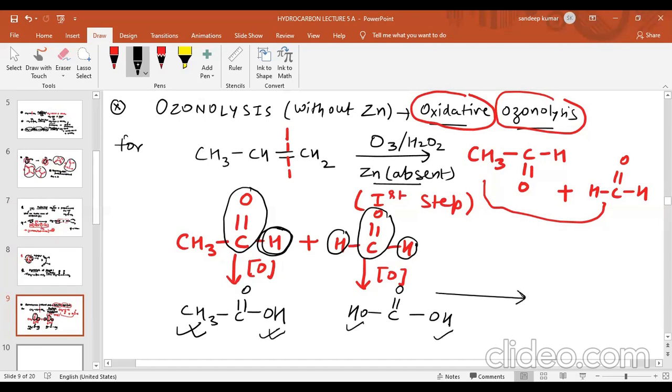Now we know this is carbonic acid, H2CO3, and H2CO3 breaks into H2O and CO2. So CO2 gas will be obtained. So always remember this process of oxidative ozonolysis. Therefore, the product obtained is like this. Now I am giving you the questions.